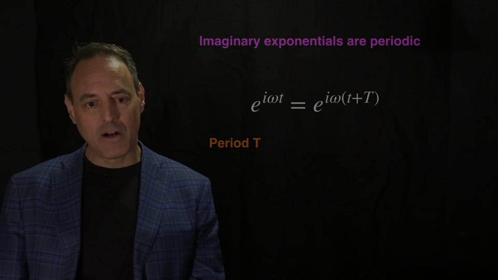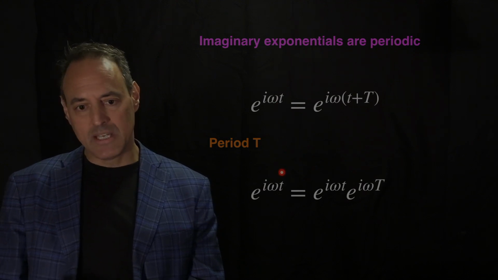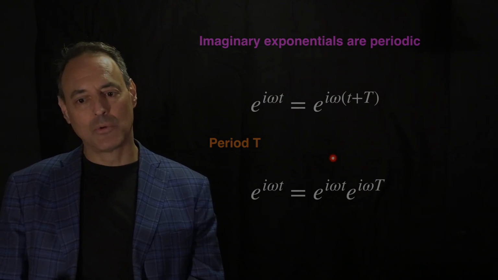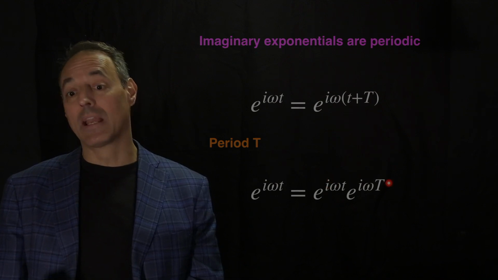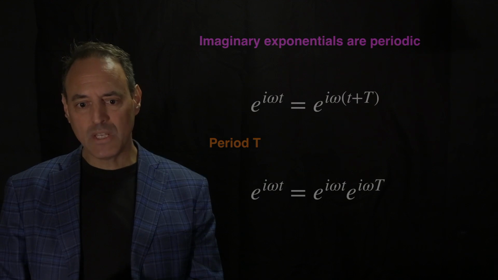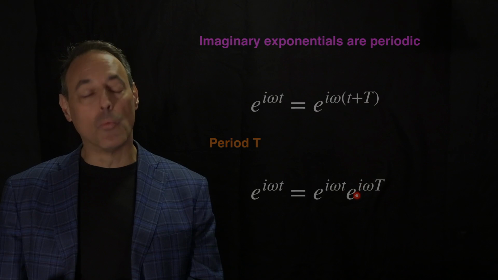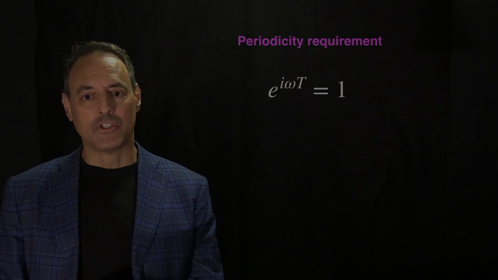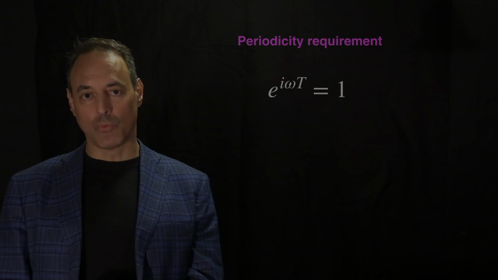So let's talk about computing that periodicity. We have here e to the i omega t. I can take my exponential rules, and this is e to the i omega t times e to the i omega capital T. And for these two to be equal, this here better be 1. That is the periodicity requirement, that e to the i omega T is equal to 1.